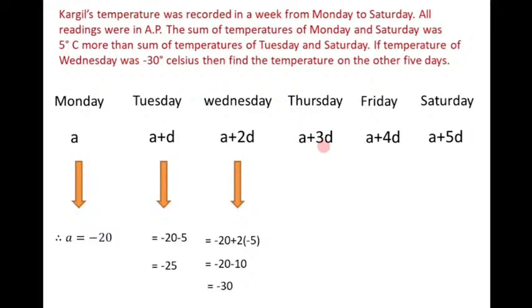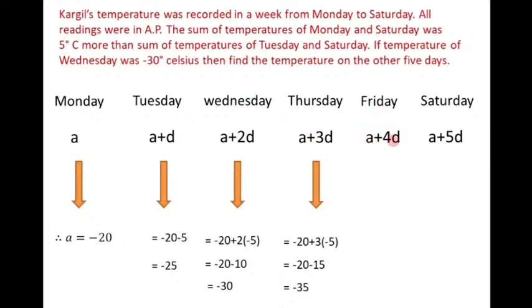On Thursday the temperature was a plus 3d. So a should be replaced by minus 20 and d should be replaced by minus 5. So minus 20 plus 3 into minus 5, that is equal to minus 20, plus minus product would be minus 15. So minus 20 minus 15, that's minus 35 degrees Celsius. So this was the temperature on Thursday.